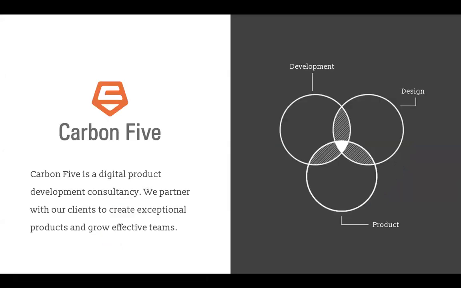A little bit about Carbon 5. Carbon 5 is a digital product development consultancy. We have software development, product designers, and product managers, and we feel that those three disciplines working together can build and create really, really great companies and products for our clients.